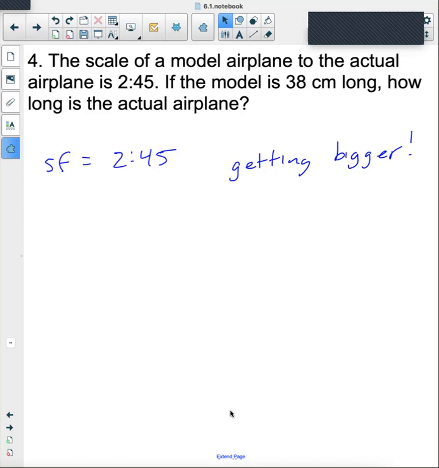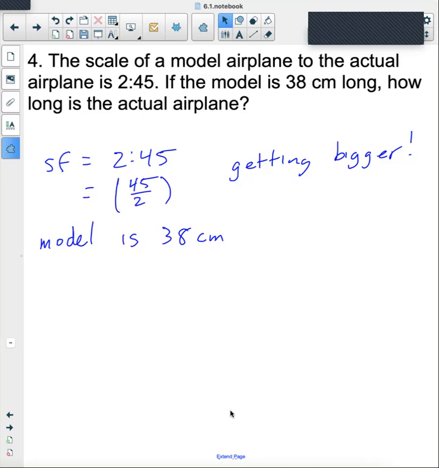Okay, so we know the model is 38 centimeters in length. Okay. And we're going to be multiplying it by our conversion factor here. So ratios are related to fractions. Okay. They're kind of just tilted on their side. If we were to write this ratio as a fraction, we're just going to put it on its side and it's 45 over 2.